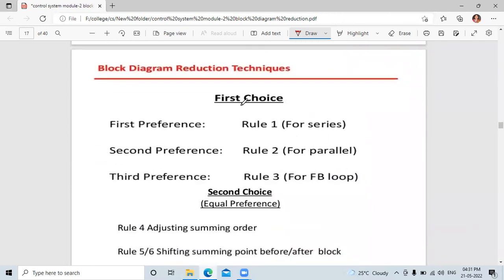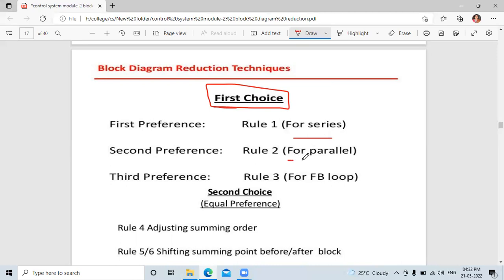Next we shall go with the rules. Before solving problems, some first choices we should consider. The first preference is series. Whenever we solve block diagram problems, first we should see whether the blocks are in series or not. This is the first preference.